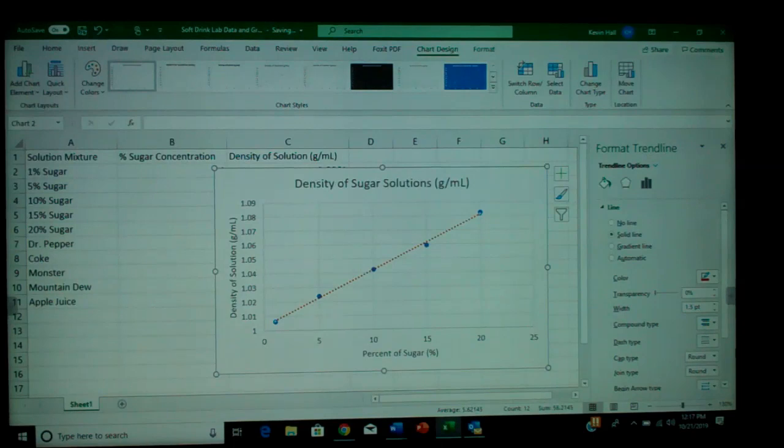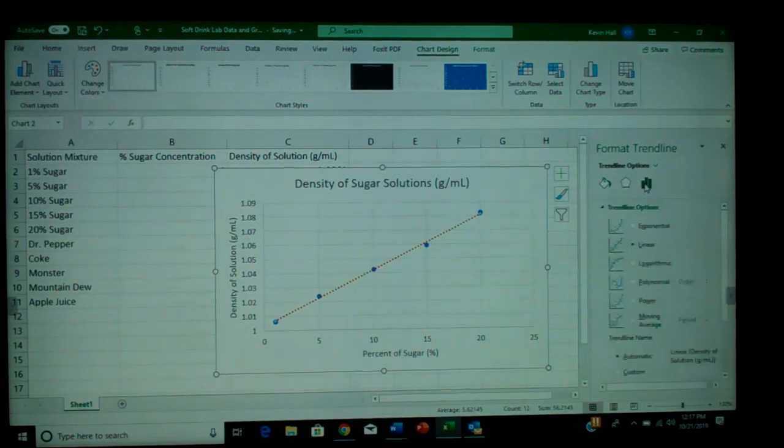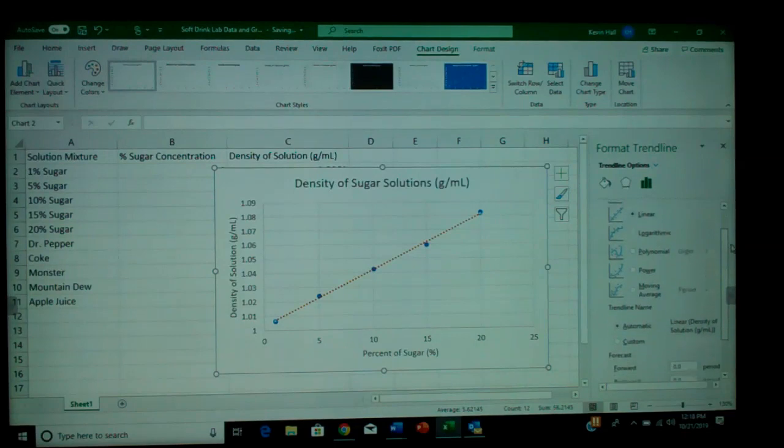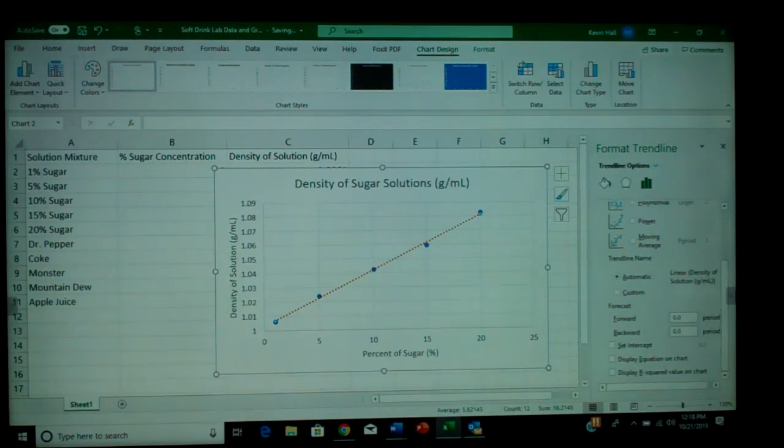All right? Now in this, there's something else that's missing. You need to get that formula. That y equals. So in order to do that, right here where it says trend line options, you just grab the little cursor and scroll down. And where it says display equation on chart, just click that. And it's going to throw it up there for you. There we go. Now this is a problem.